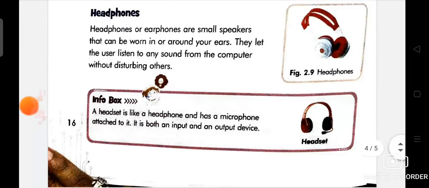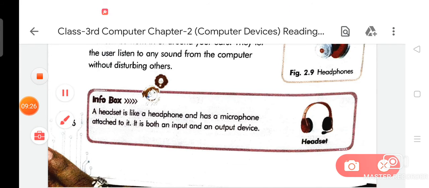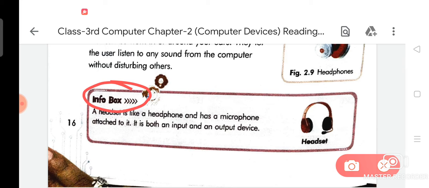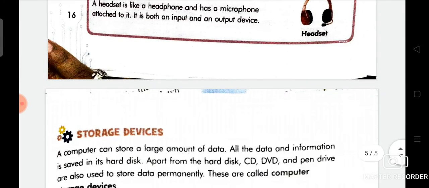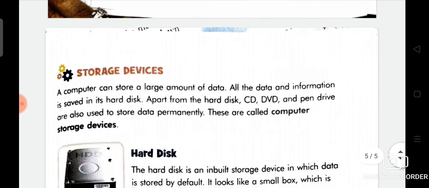So as you know very well, on your page number 16, now we are going to read about the information box. A headset is like a headphone and has a microphone attached to it. It is both an input and an output device. This is a headset, as you can see. So dear student, have you seen a headset? Yes or no? I think yes.